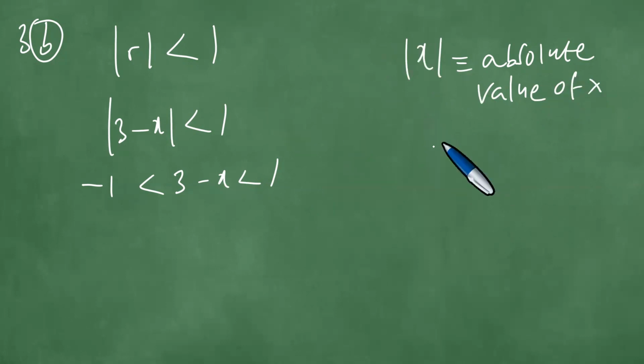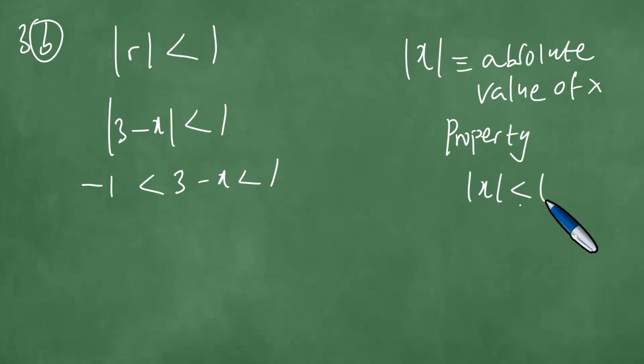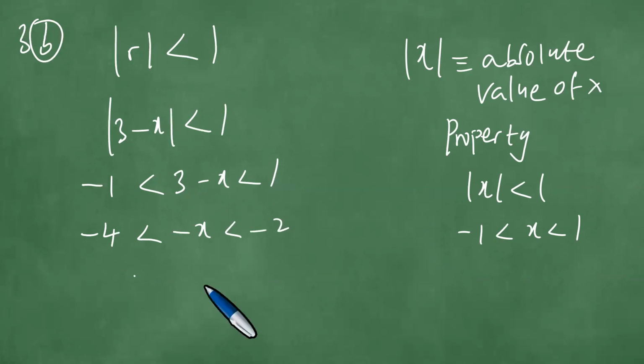Okay, so in mathematics, it's a property that if the absolute value is smaller than 1, for example, then you have minus 1 less than this, less than 1. So these are the same thing. If this is smaller than anything, then this is true. In particular, smaller than 1, just an example here. So now you need to subtract 3. Minus 1 minus 3 is minus 4. 3 minus 3 is 0, but that leaves us with minus x. 1 minus 3 is minus 2.